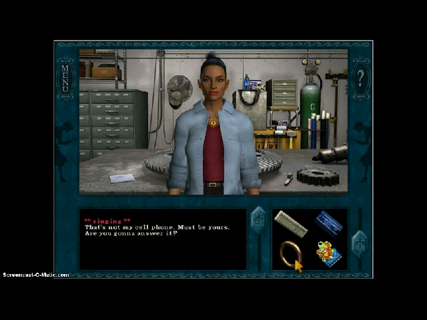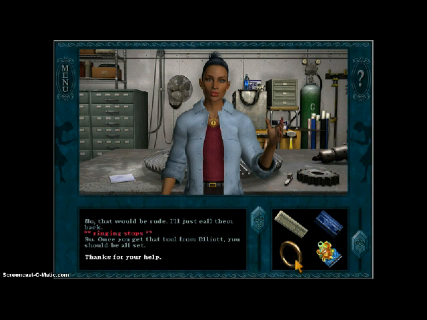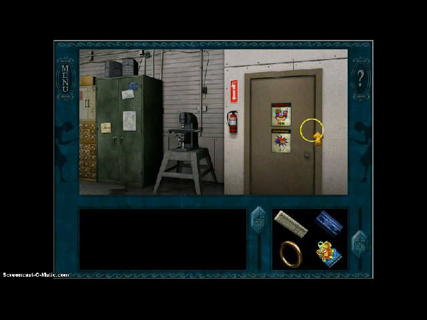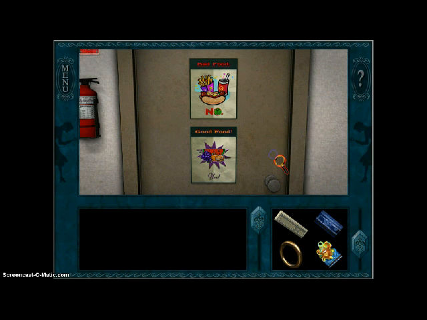That's not my cell phone. It must be yours. Are you going to answer it? No, that would be rude. I'll just call them back. So, once you get that tool from Elliot, you should be all set. Okay, then. Thanks for your help. You bet. Okay, the problem with this is that Elliot's kind of pissed off at me, so we're gonna have to go talk to Joy.